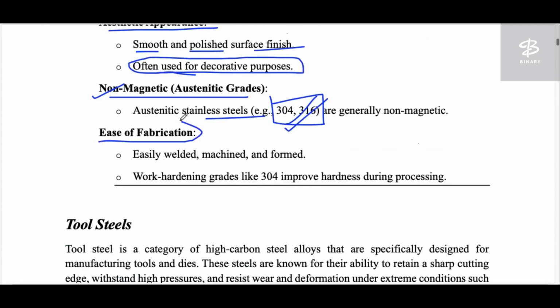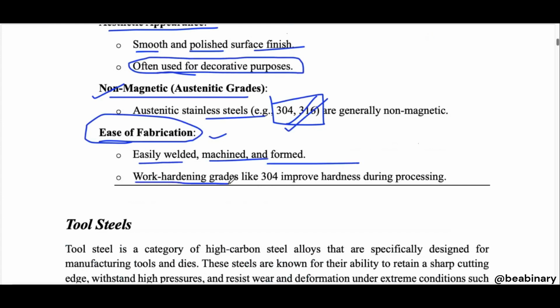Okay, ease of fabrication. If we talk about fabrication, how they are made, and how they are synthesized, that is very easy. We can have very few processes, and there are no difficulties in the formation of this kind of stainless steel, easily welded, machined, formed. Okay, work hardening grades like 304 improve hardness during the process. Okay, so these things have already been discussed.